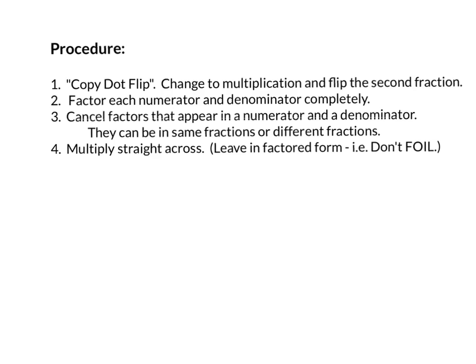From there, we're going to do what we did in the previous presentation. We want to factor each numerator and denominator completely. We're going to cancel factors that appear in a numerator and a denominator. Remember that they can be in same fractions or different fractions. And then we want to multiply straight across. Remember that, again, we can leave in factored form, so we do not need to FOIL or distribute.